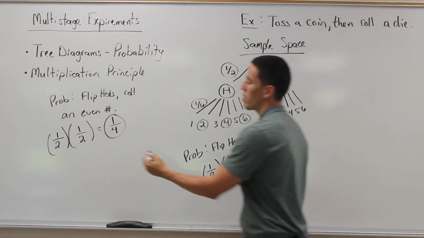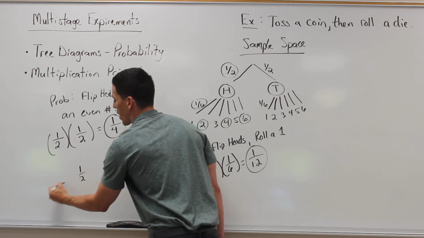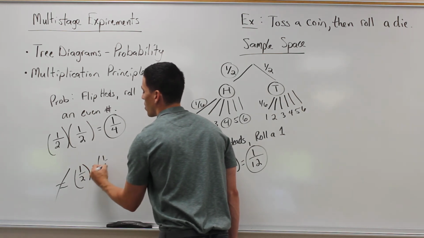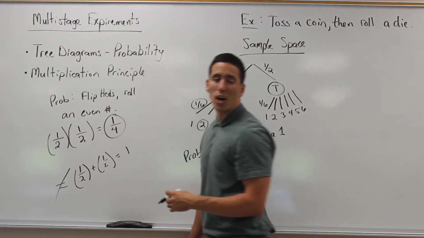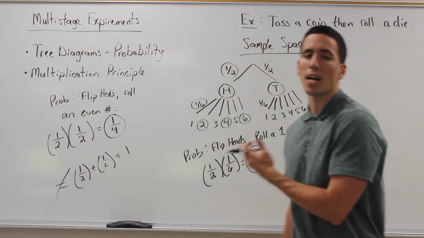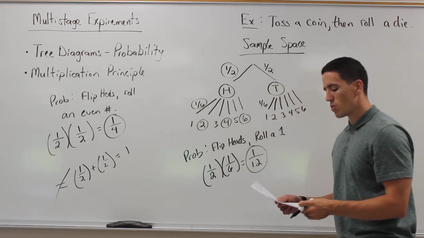Again, you can see how if you mistakenly added these two numbers together, so do not do this, you would end up with a probability of 1, which we already know means that would be a certain event. Well, it's clearly not a certain event. It's not 100% likely that you're going to flip heads and then roll a 1.